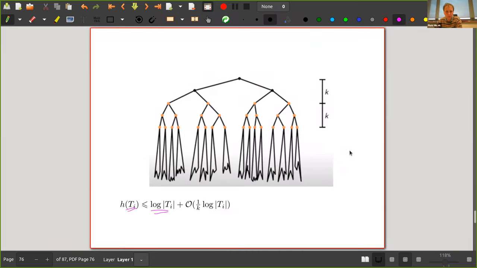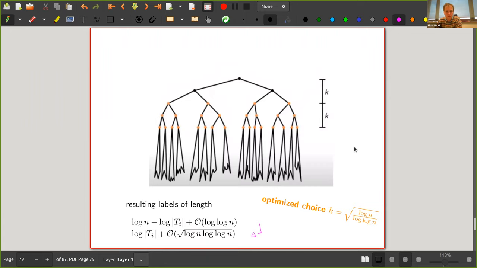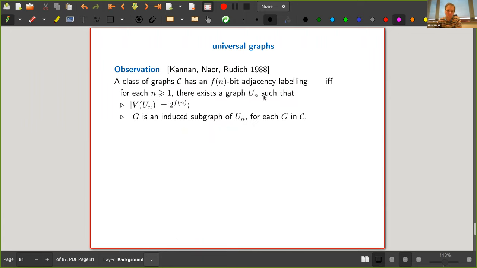Okay. So I'm trying to conclude a bit here. So let me just mention that there is an easy connection between adjacency labeling schemes and universal graphs. So for a class of graphs C, we have a universal graph U if every n-vertex graph from the class can be found as an induced subgraph of our universal graph. And now there is an if and only if relation.